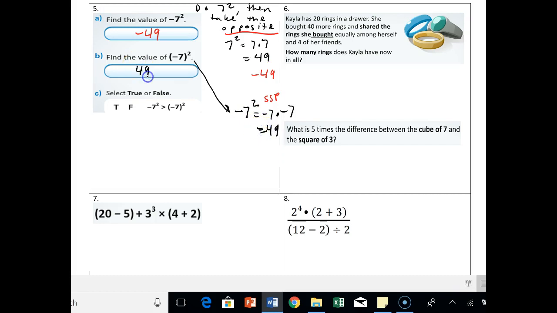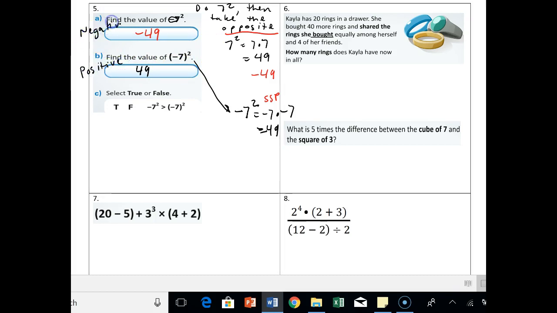So the key difference is no parentheses says basically do 7 squared and then take the opposite, which is negative 49. Just keep that negative sign. Within parentheses, take that negative 7 squared and actually do negative 7 times negative 7, which is a positive 49. So positive versus negative.